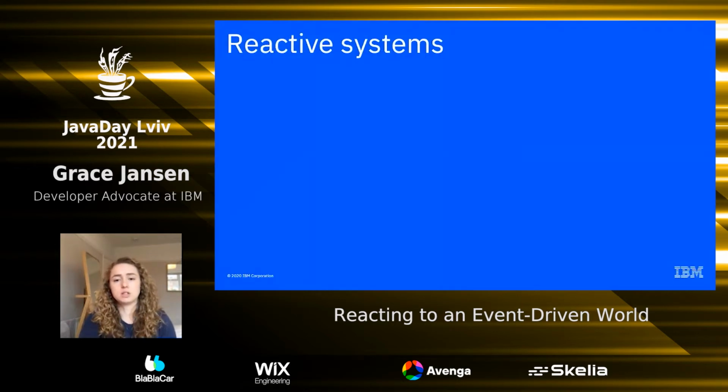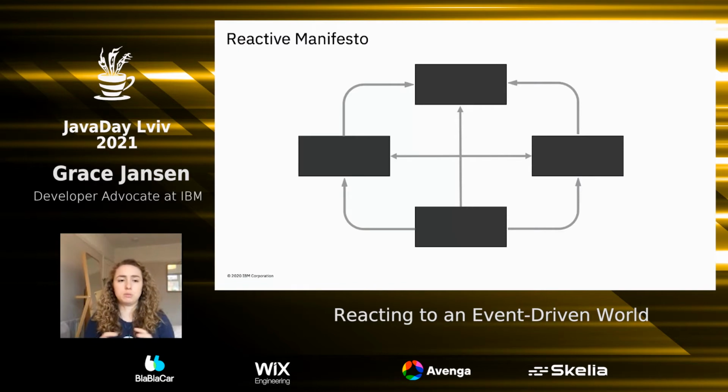So reactive systems is essentially based on a manifesto that was created back in 2014. This manifesto lays out the key characteristics and behaviors that we want to be experiencing within our application in order for them to be reactive and responsive and asynchronous from end to end. So it's made up of 4 characteristics. The first of those is message driven.